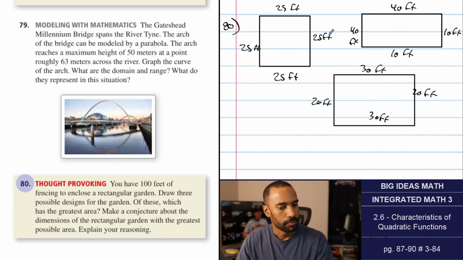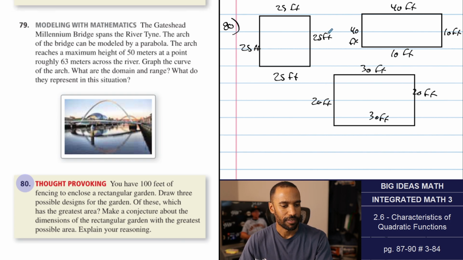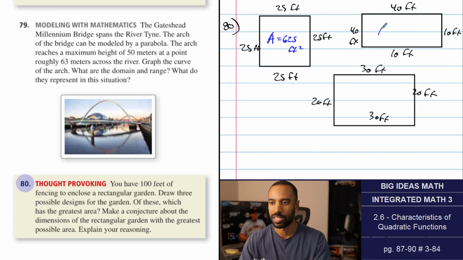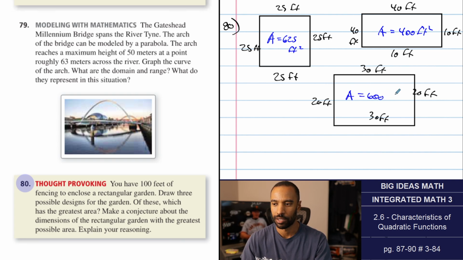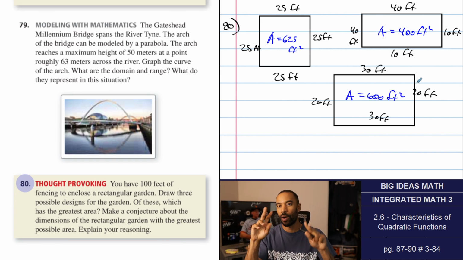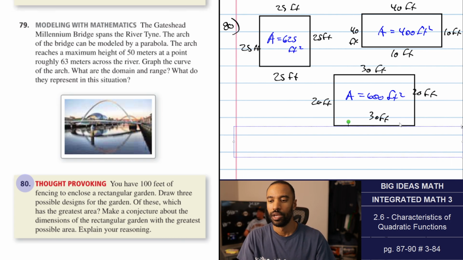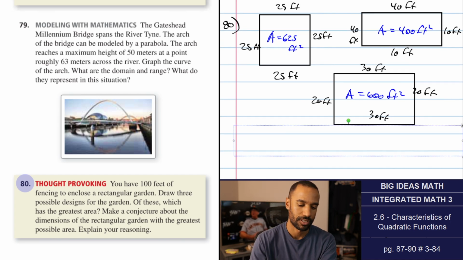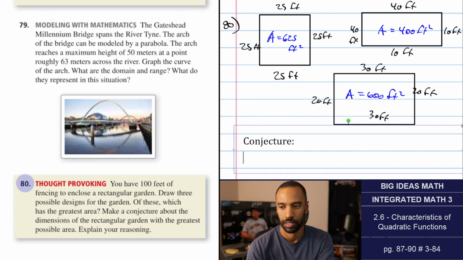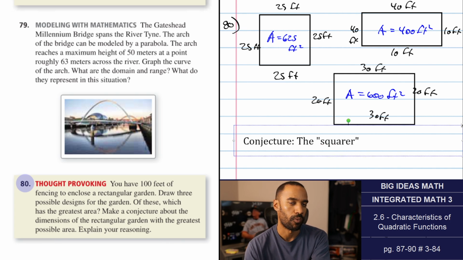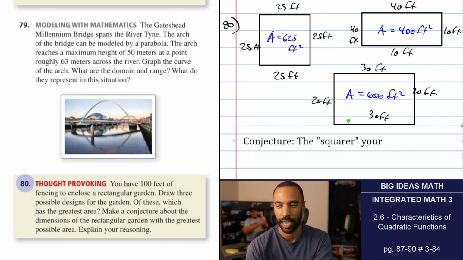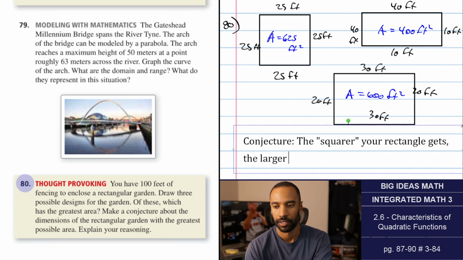Okay, draw three possible designs, and which has the greatest area? This area is 25 times 25, so 625 square feet. This is 40 times 10, which is 400 square feet, and this one is 30 times 20, which is 600 square feet. As you notice, given the same perimeter, the squarer it gets, the larger the area. That's the conjecture, which is true: the squarer your rectangle gets, where width and length become more the same, the larger area you'll have for a fixed perimeter.